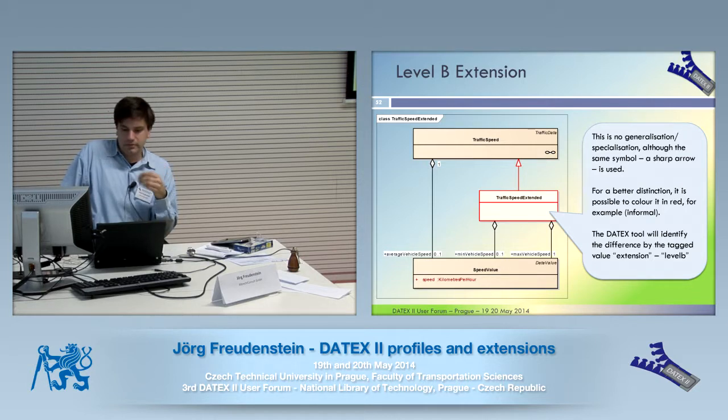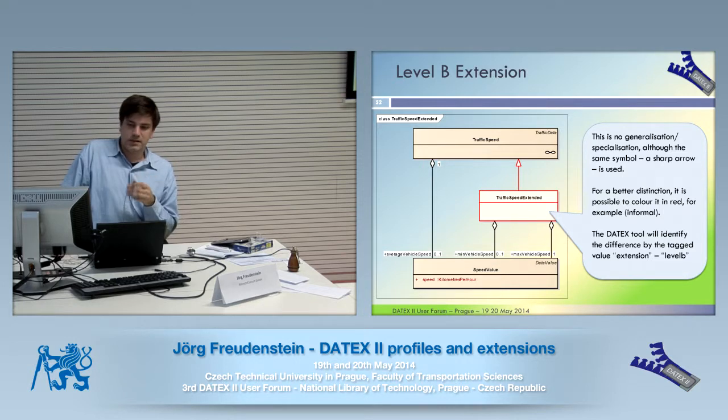This is a level B extension. We will make a level B extension in a few minutes. This is another one. This is not the correct picture of the thing I will present today. But this is nevertheless a very nice level B extension where we have a level A model of traffic speed with a speed value. And we have an aggregation besides it, the average speed value. And what we did not have before was a min speed value and a maximum speed value. That's why we introduced a level B extension, traffic speed extended, and we introduced these two aggregations to the existing level A class.